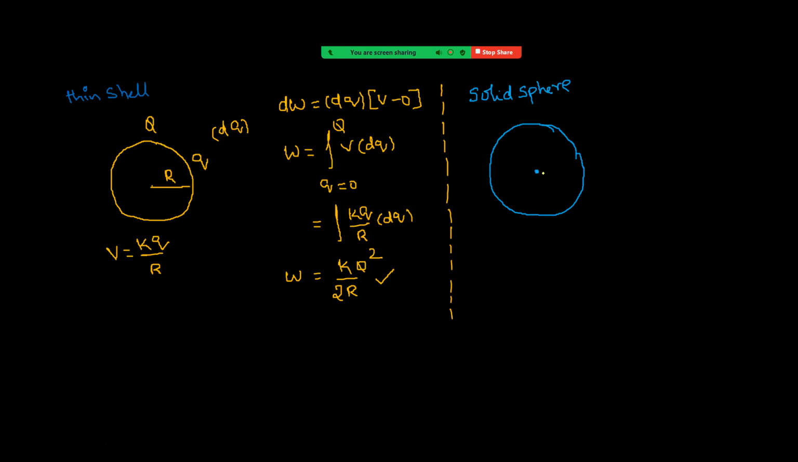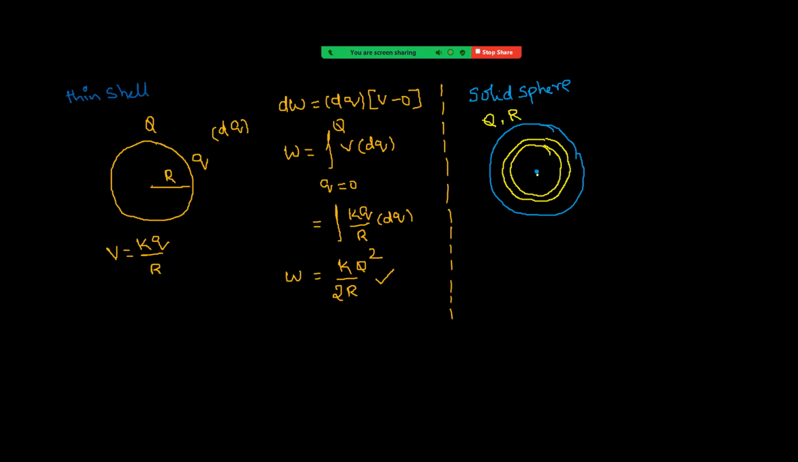Let us take this solid sphere as a combination of thin spherical shells. Students, if you remember, we have taken the same kind of logic in rotation, while calculating the moment of inertia of a solid sphere, where we took it as a combination of thin spherical shells. Let us take the total charge Q, which we want to place, and radius equal to R.